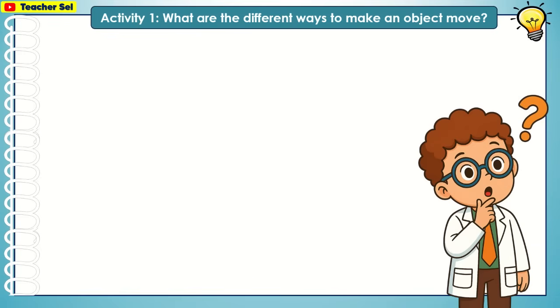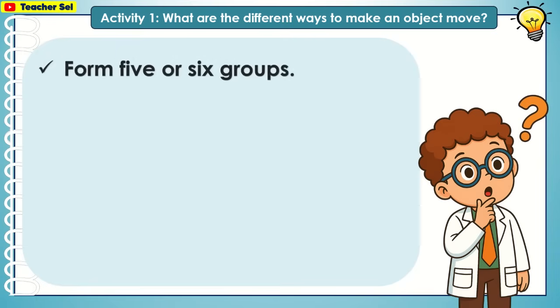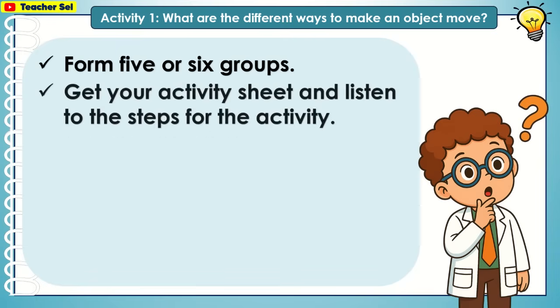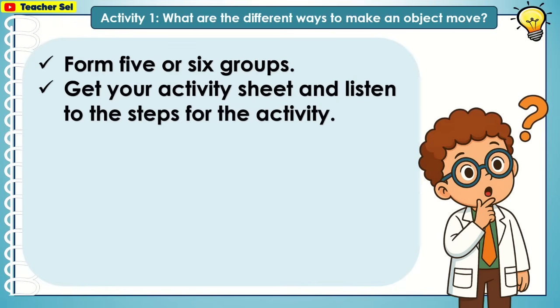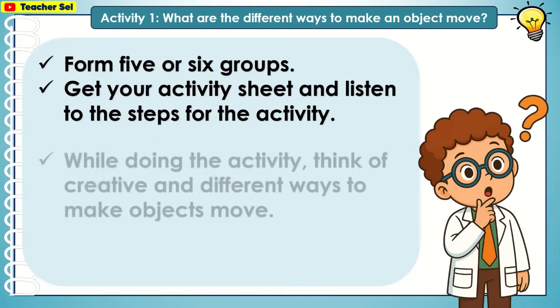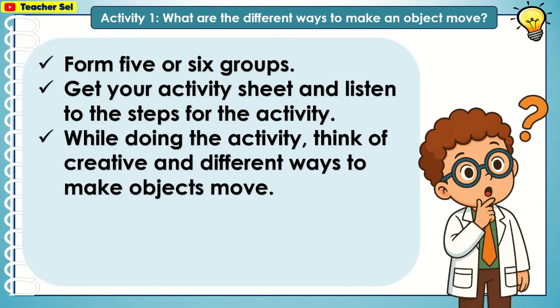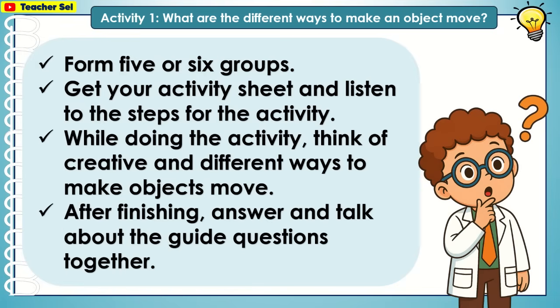Activity 1. What are the different ways to make an object move? Form 5 or 6 groups. Get your activity sheet and listen to the steps for the activity. While doing the activity, think of creative and different ways to make objects move. After finishing, answer and talk about the guide questions together.